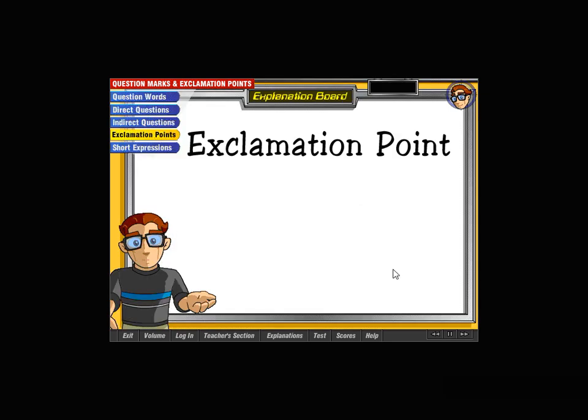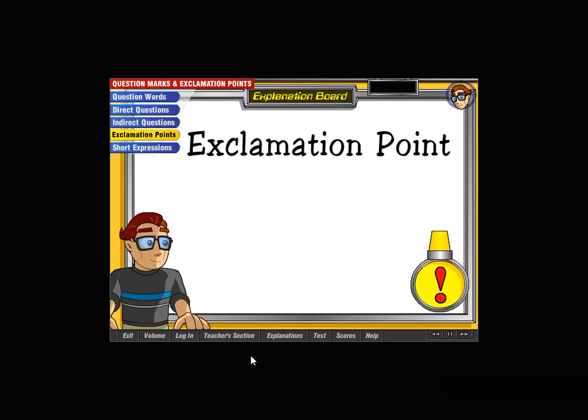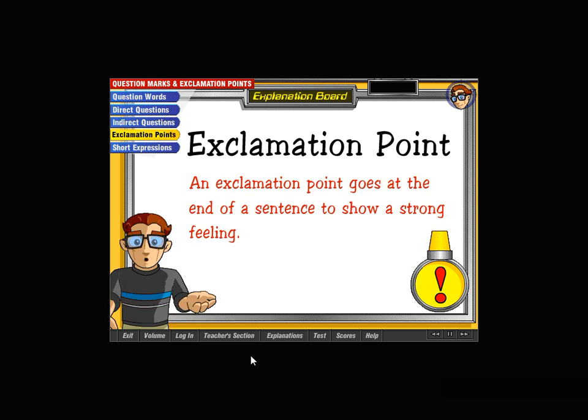Once you've finished, let's talk now about exclamation points. What is an exclamation point? Well, at a very basic level, it's a vertical line drawn over a period. But what is it for? Well, it goes at the end of a sentence to show a strong feeling, perhaps surprise, shock or anger.